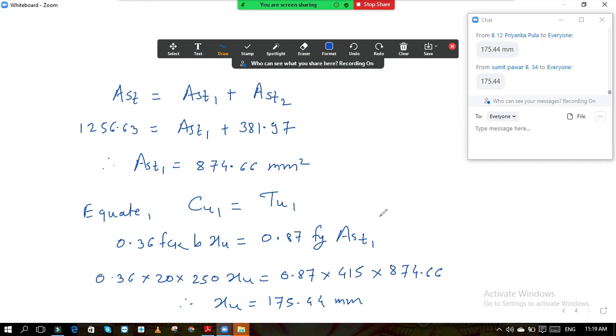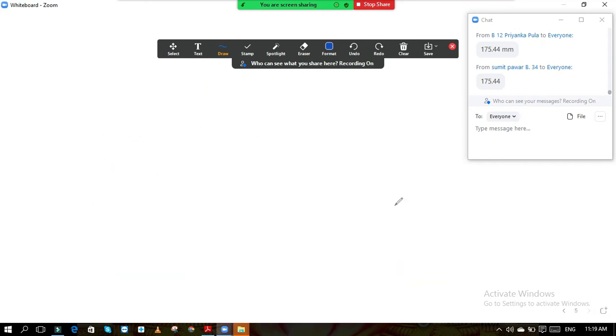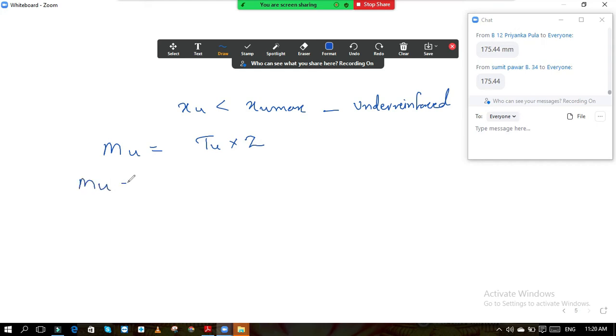So now who is greater, who is less? XU max is greater than XU. See over here, your XU is less than XU max. So what type of section is it? Under reinforced. This is the under reinforced section. Now if the section is under reinforced, what is your formula for MU? MU is equal to TU into Z. That is, in this case, MU is equal to TU1 into Z1 plus TU2 into Z2.